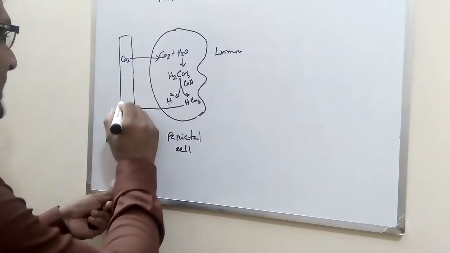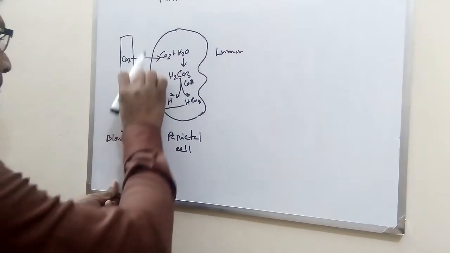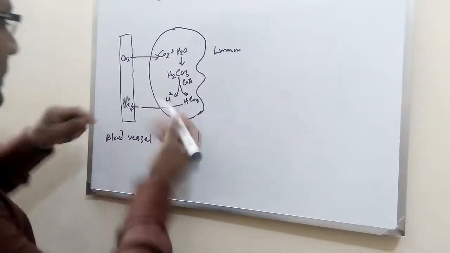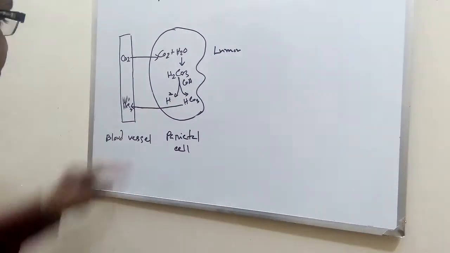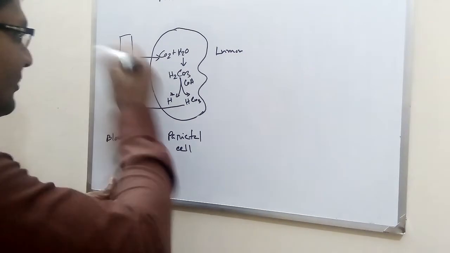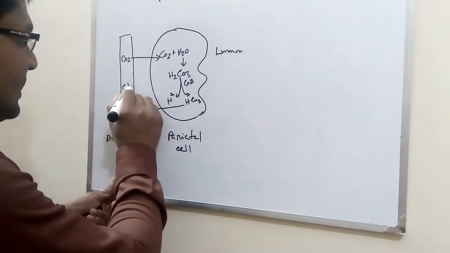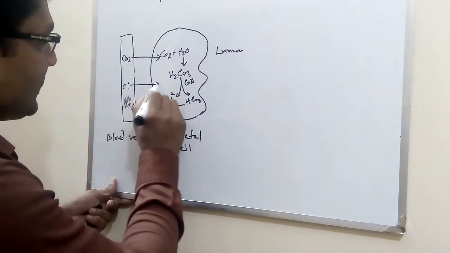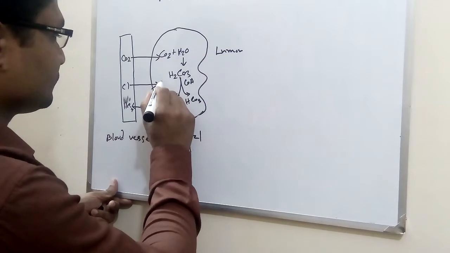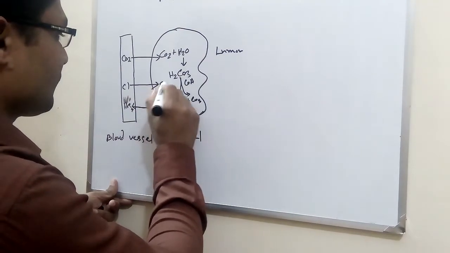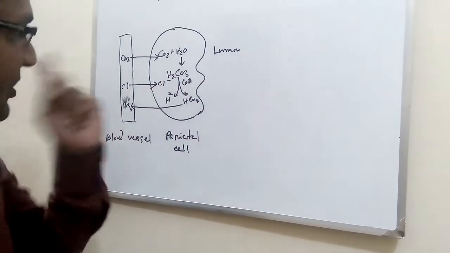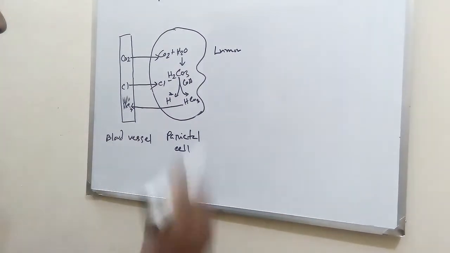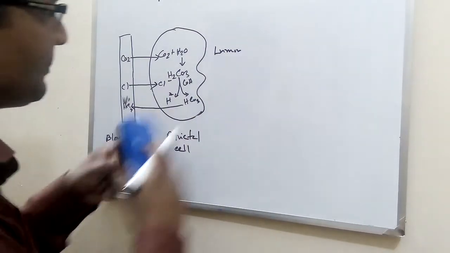And this bicarbonate goes to the blood vessel. When bicarbonate enters into the blood vessel, chlorine from the blood vessel enters into the parietal cell by exchanging. We know that the parietal cell has the proton pump. It's called the proton pump.